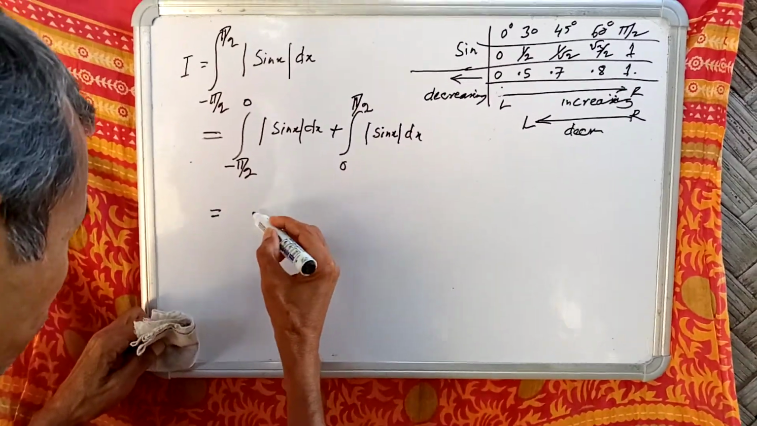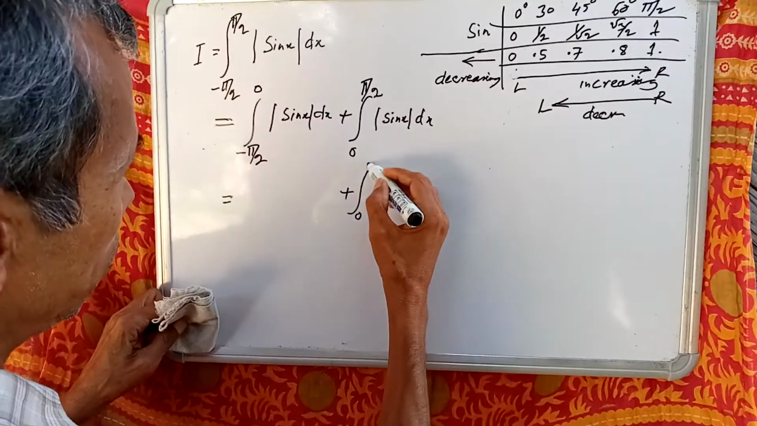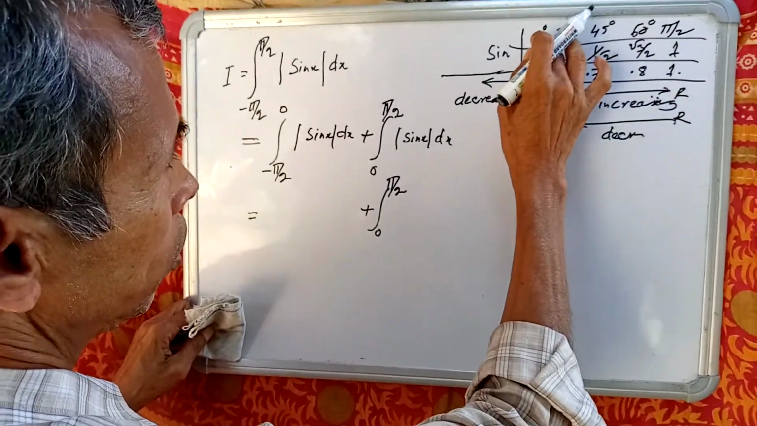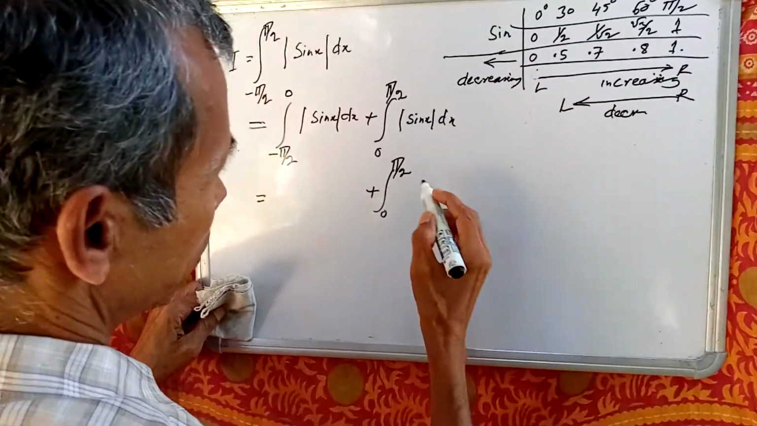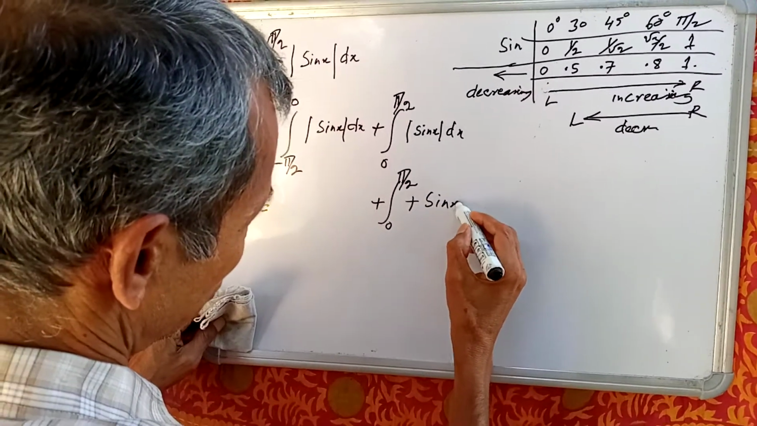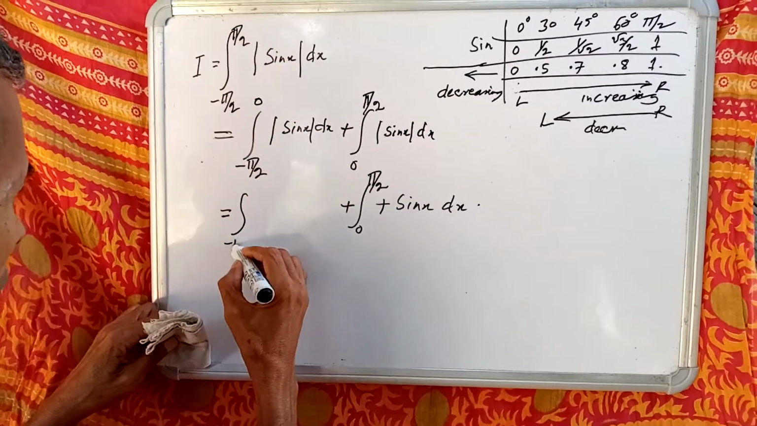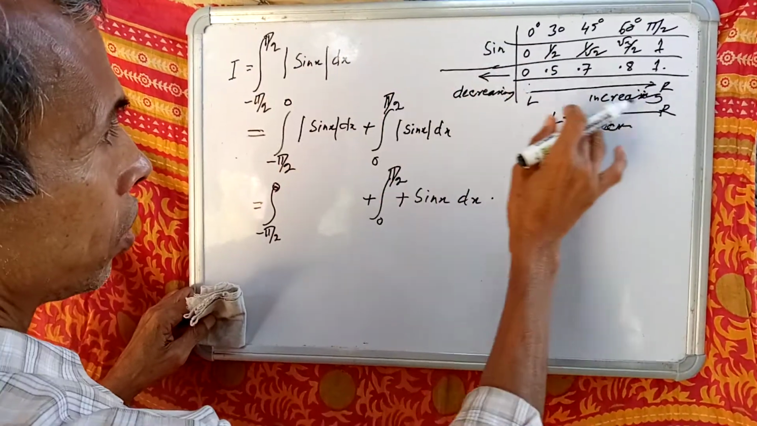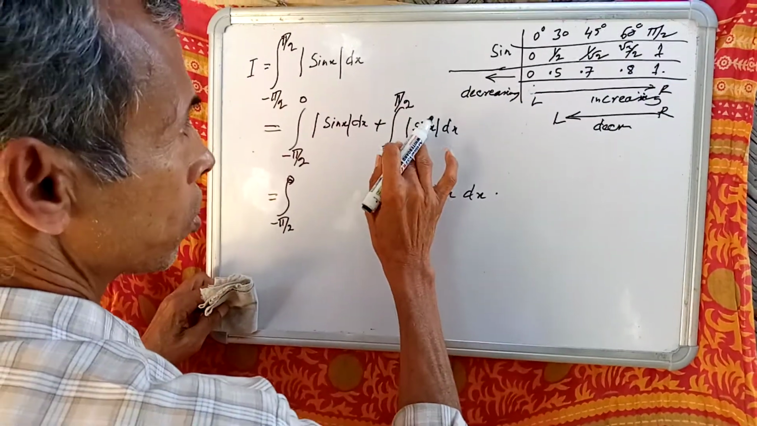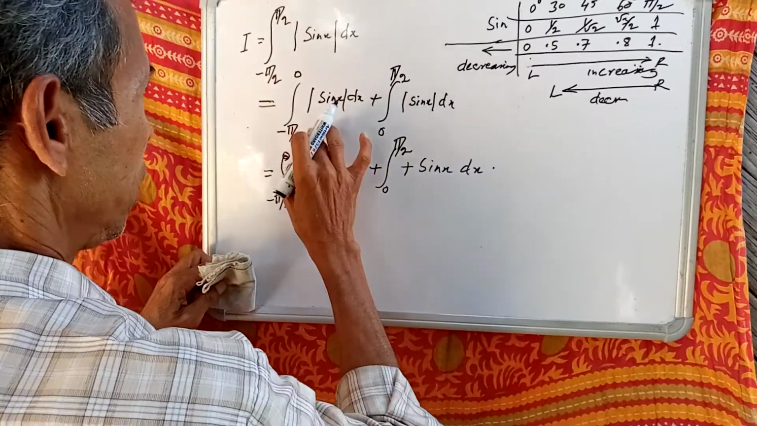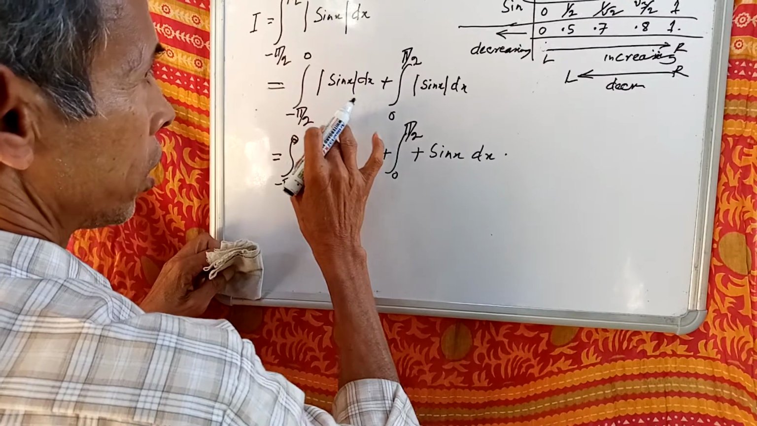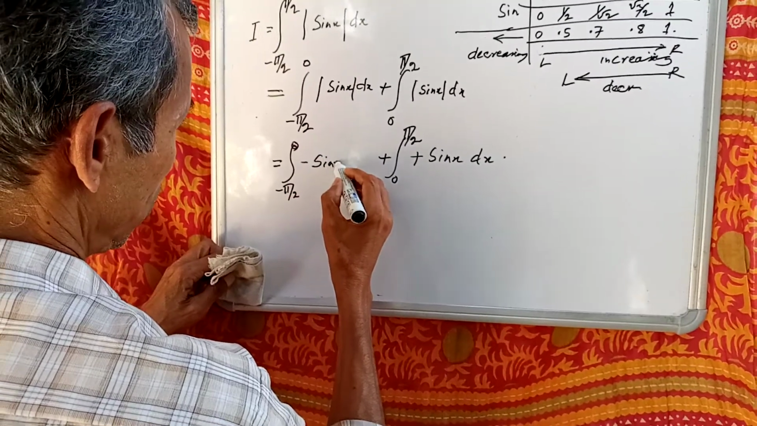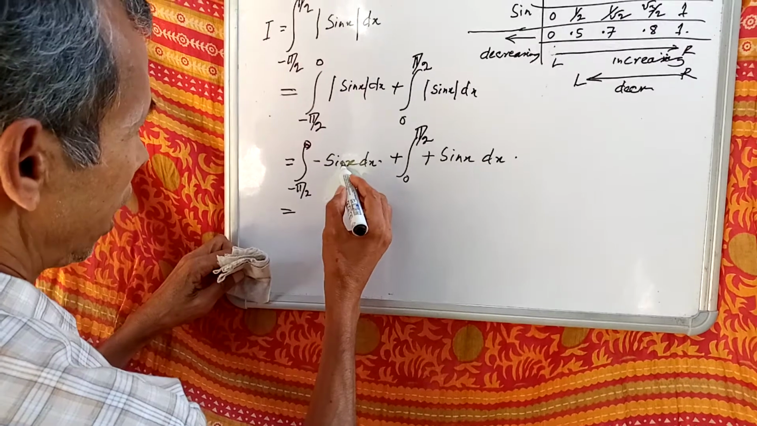Now I equal to integration 0 to pi by 2, in the 0 to pi by 2 range sine is increasing, therefore plus sin x dx, plus integration from minus pi by 2 to 0. For this side, from left to right it is plus, here right to left, therefore decreasing means minus sin x dx, minus sin.